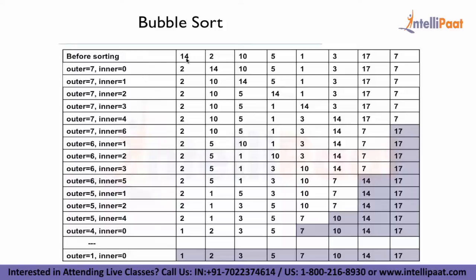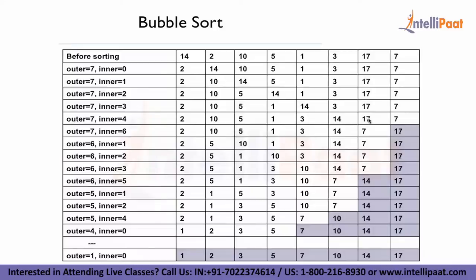So here we'll compare 14 and 2. 14 is greater than 2, so we'll swap 14. Then we compare 14 with 10. 14 is greater than 10, then we'll swap with 14. We will compare 14 with 5. 14 is greater than 5. We will swap 14. 14 compare with 1. 14 is greater than 1. We will swap the value. 14 compare with 3. 14 is greater. We'll swap 14. 14 compare with 17. 17 is greater, so we'll not do it again.